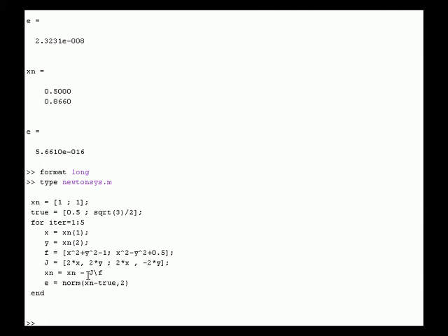That means basically J inverse F. So that's all done automatically for you, and then we're calculating the error just so you can see how fast it converges. We happen to know the true root here. We start at 1, 1 for lack of a better idea, and so let's run it now.